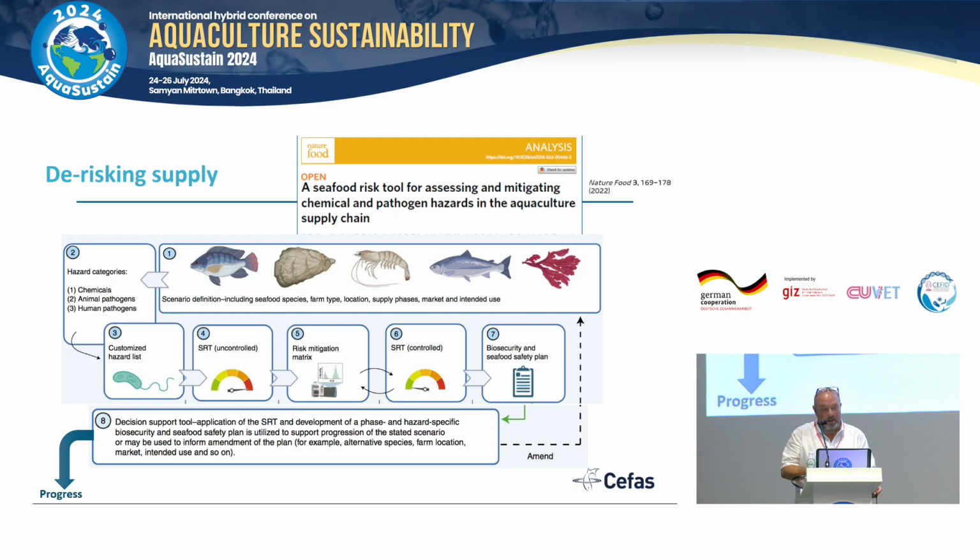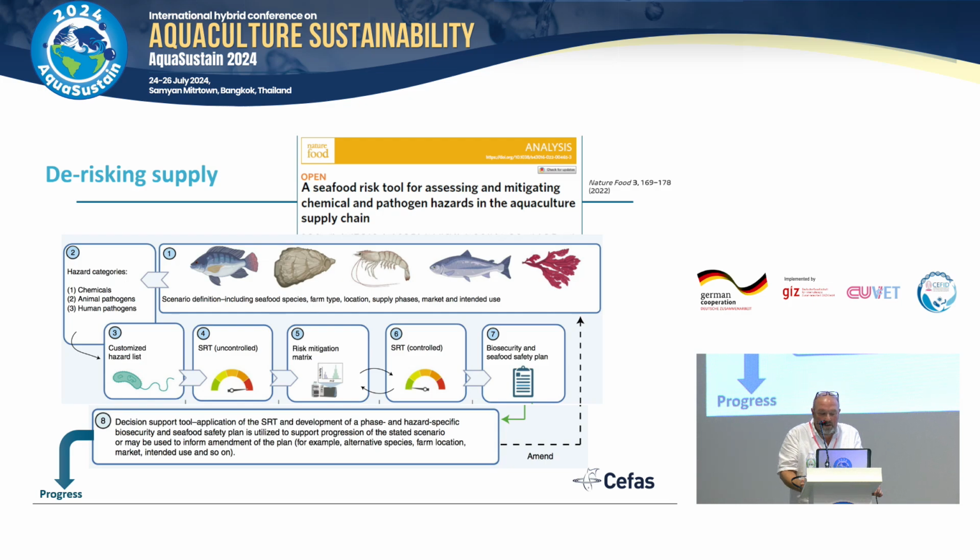And the way this works is, up here in box number 1, you just define your aquaculture scenario. So it might be tilapia farming, it might be shrimp farming in a particular place under a set of particular conditions. It might be bivalve farming for raw consumption. And then you go through a process going around here where you consider a list of hazards, so chemical hazards, animal pathogen hazards, and human pathogen hazards, and you make a customized list of those hazards depending on the aquaculture scenario that you have defined in the first place.